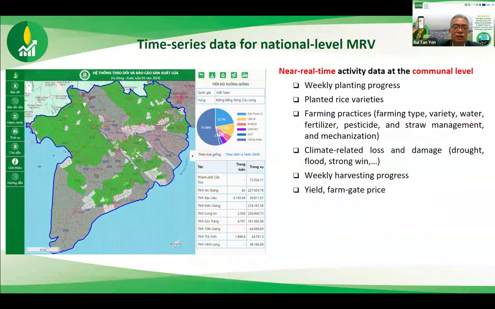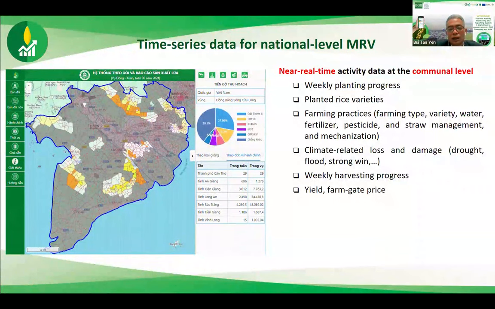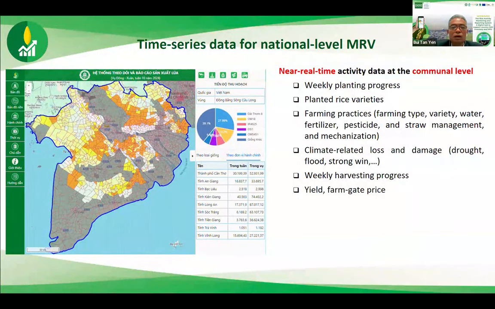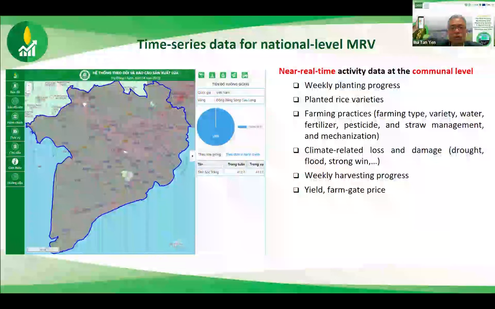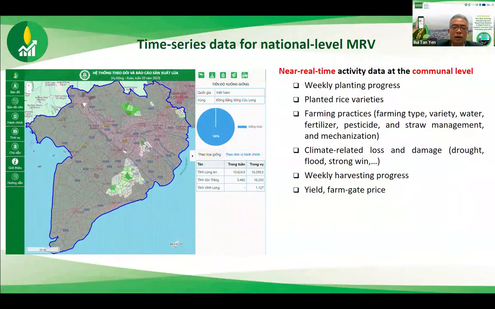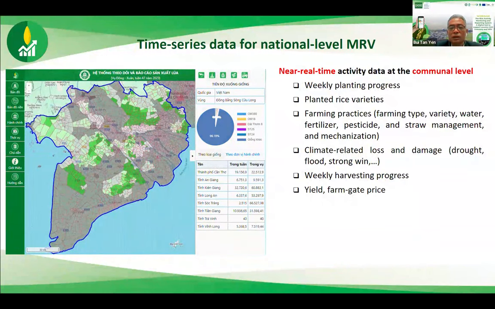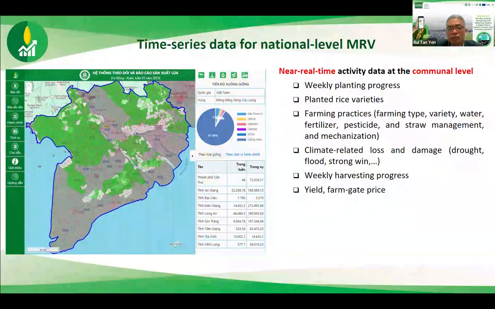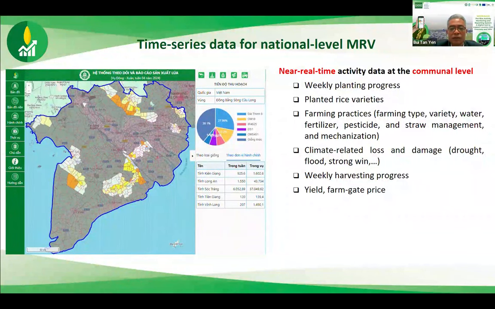So the system gathers information from all communes and makes the statistics very useful for the country level to see the proportion distribution of different varieties, and it's also important to make a plan for the export or national storage. The data currently recorded in Vietnam is the weekly data about the planting variety, farming practice, like farming type, water, fertilizer, pesticide, soil management, and mechanization.